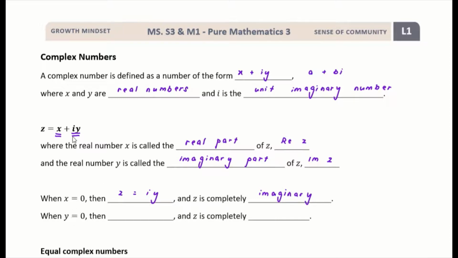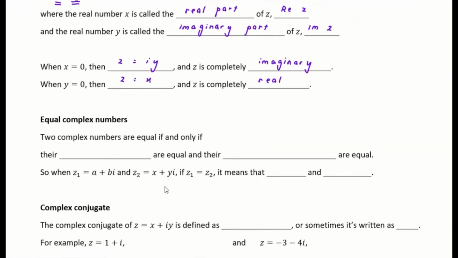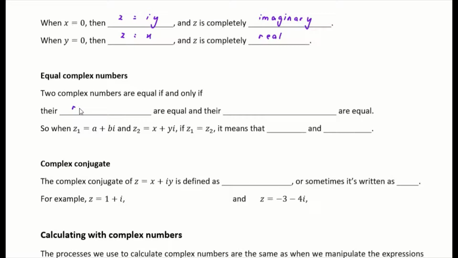So you go back to the imaginary number session that we did just now, if the x is 0. Okay, so if the y is 0, meaning that you will have z equals to x. So x is the real number part, right? So that's why z will become a real number. So basically complex number is just a combination of real number and the imaginary number. So if the real part is 0, the number becomes imaginary. If the imaginary part is 0, then the number becomes real, just like that. Okay, so for equal complex numbers, two complex numbers are equal if and only if their real parts are equal and also their imaginary parts are equal.